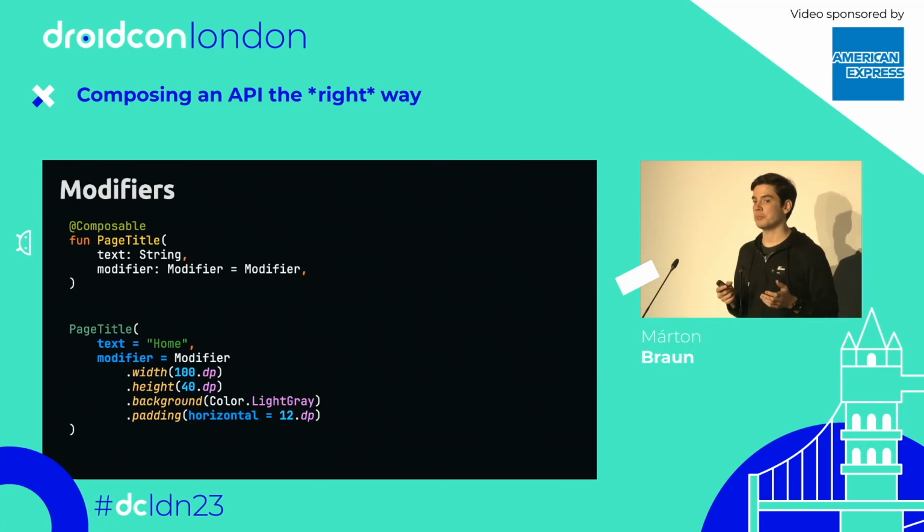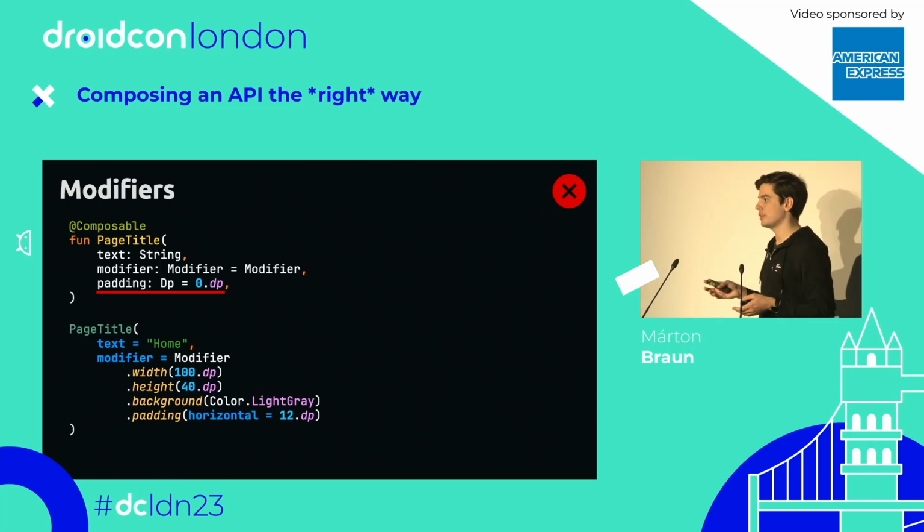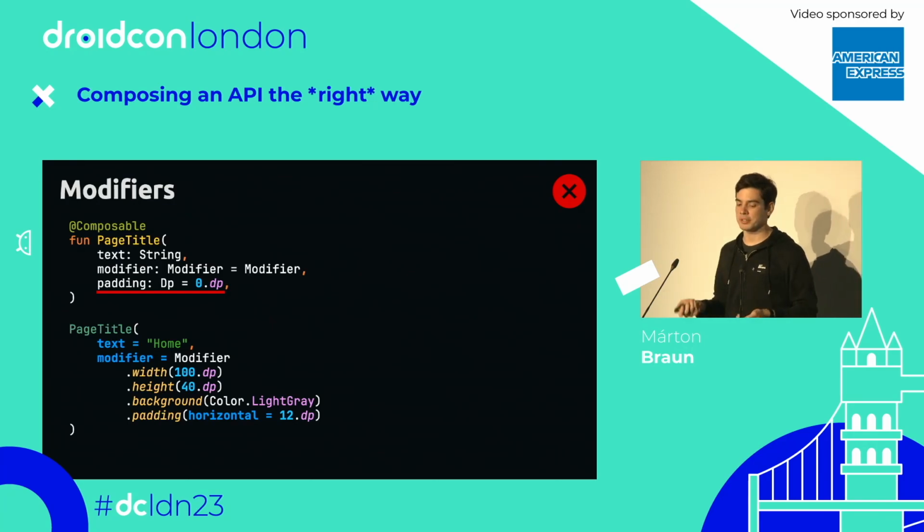Because we have this modifier API, this also means that we shouldn't add extra parameters that do the same thing. So for example, we shouldn't have a padding parameter on our component because that's already handled by modifier anyway.